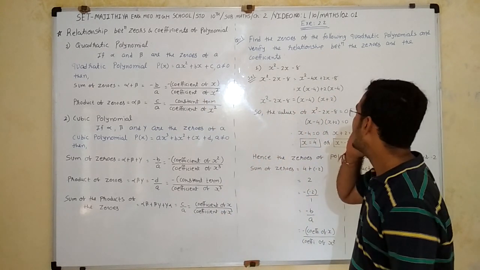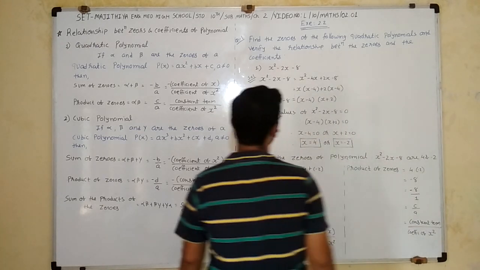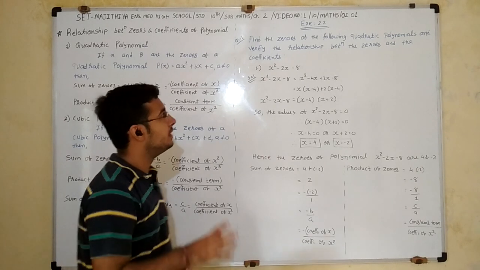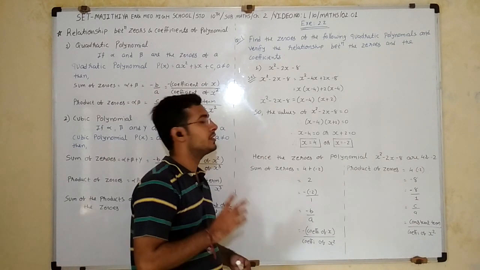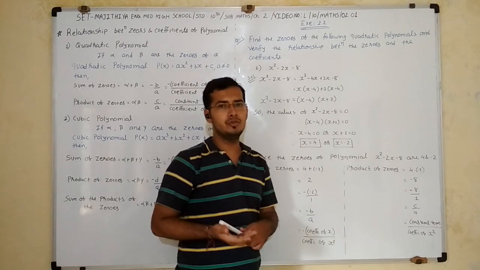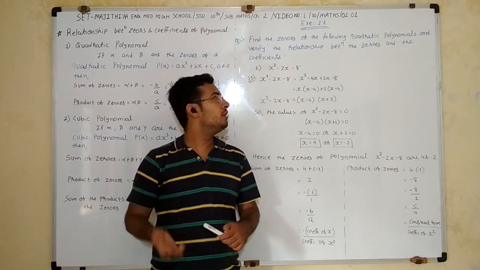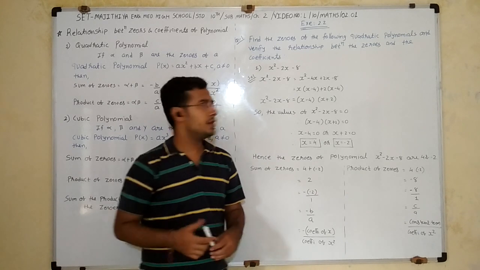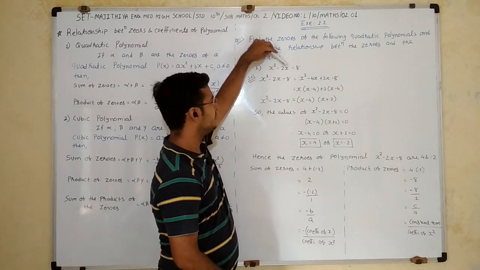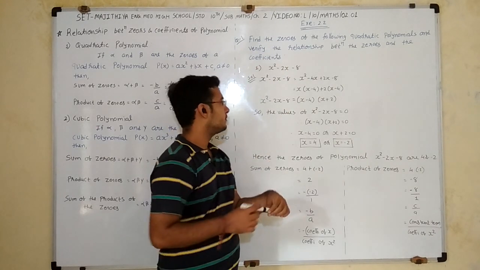Okay, let's start our exercise 2.2: find the zeros of the following quadratic polynomials and verify the relationship between the zeros and the coefficients. We know how to find zeros using factorization; we learned it in standard 8 and 9. So the first one given is x square minus 2x minus 8.